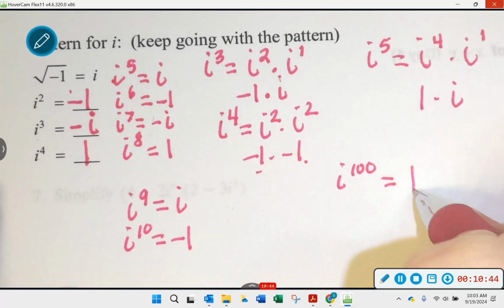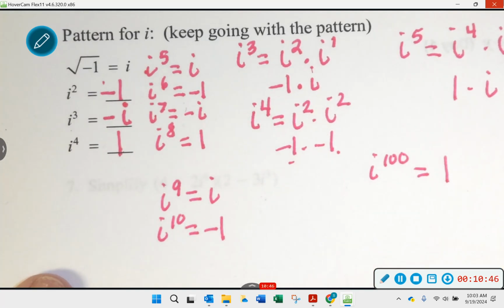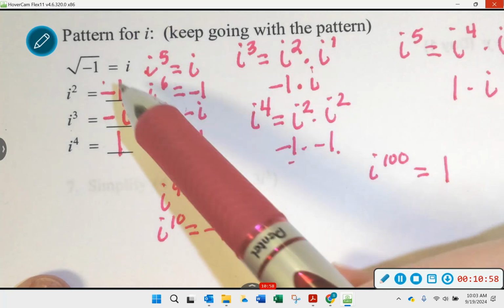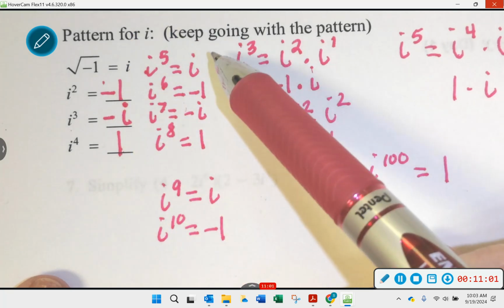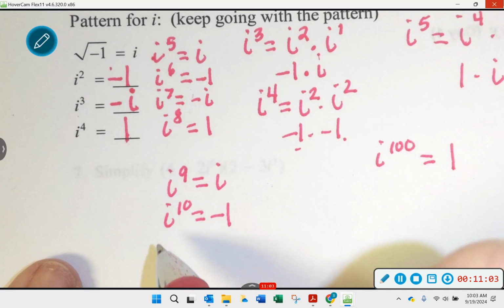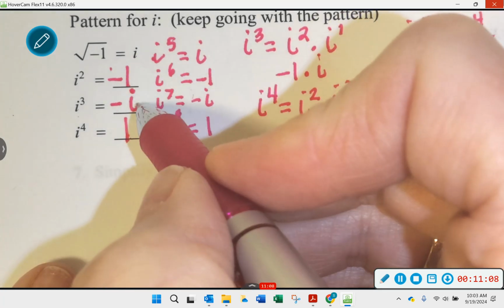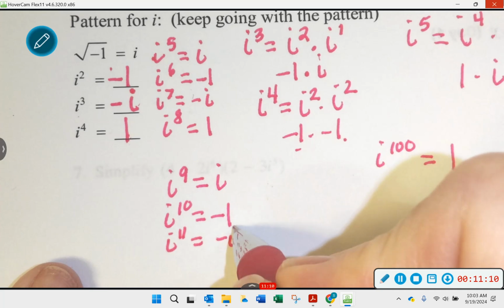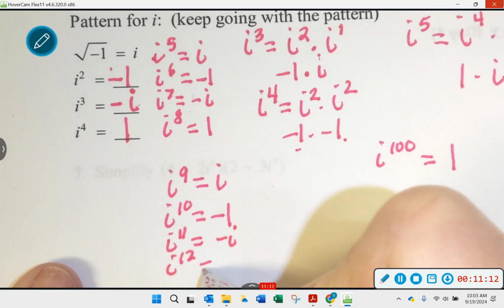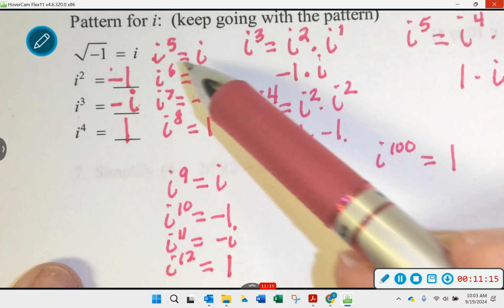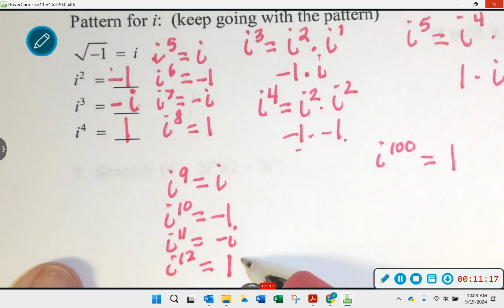1. How'd you get that? Somebody, I heard at least 4 people say 1. Sam? Right. Isn't it true that every fourth one of these ends up being 1? Let's keep going with this pattern here so you can see it. What's i to the 11th? -i. What's i to the 12th? 1. See how every fourth one ends up being 1?